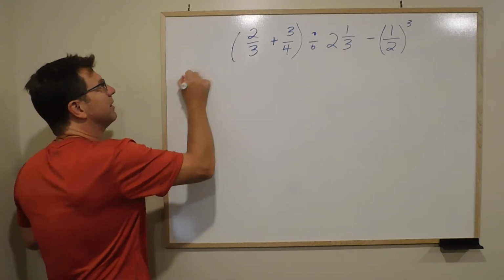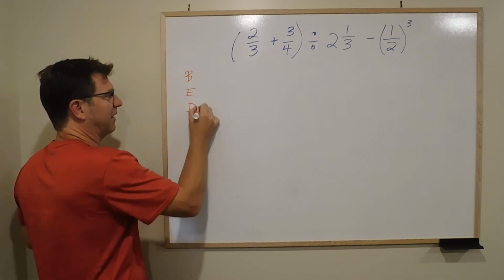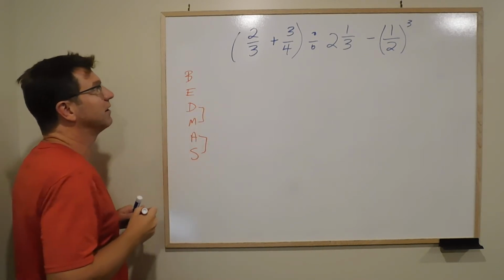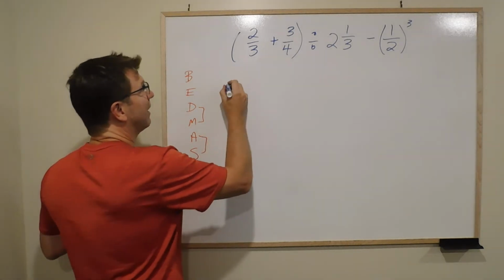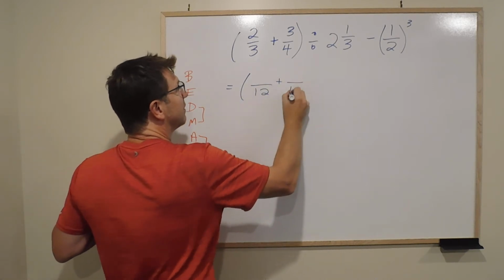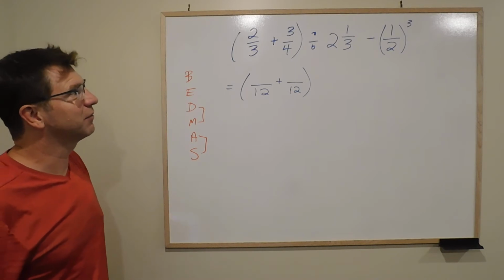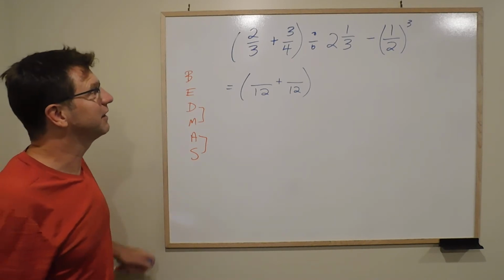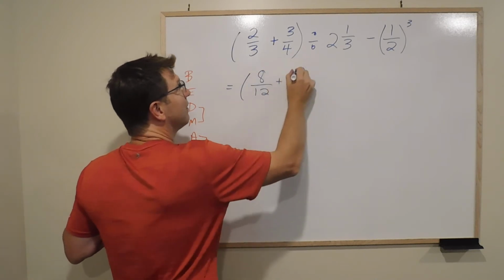So very quickly, B, E, D, M, A, S. Remember that's the order in which they appear. So it looks like we do need to start with the brackets. Okay? And this bracket forces us to do a common denominator of 12. We actually looked at the common denominator of 12 in the last video. This is 8 over 12 and this is 9 over 12.